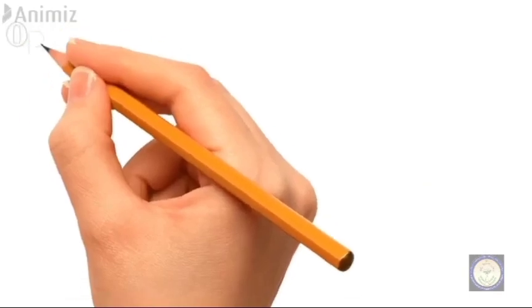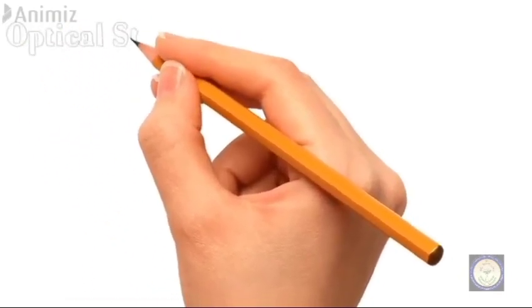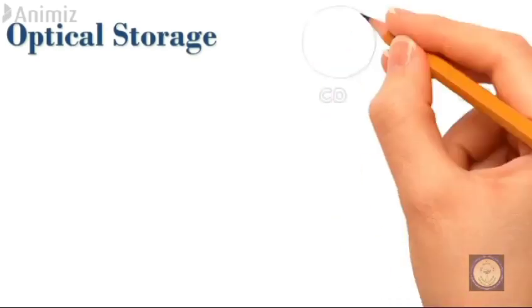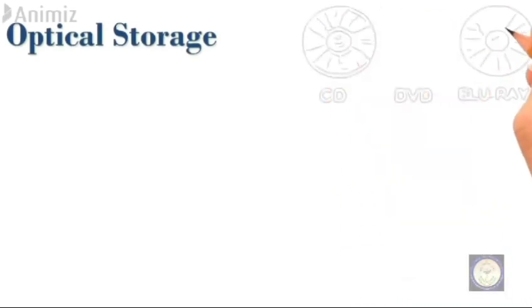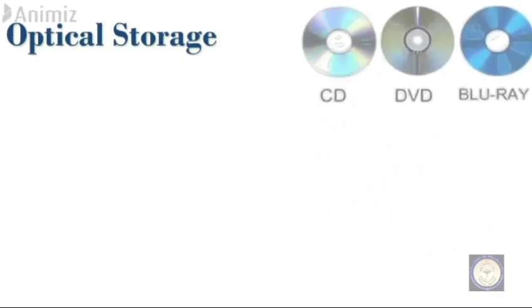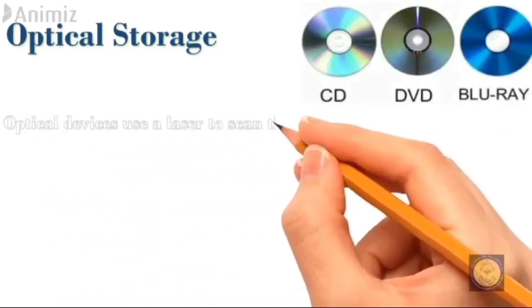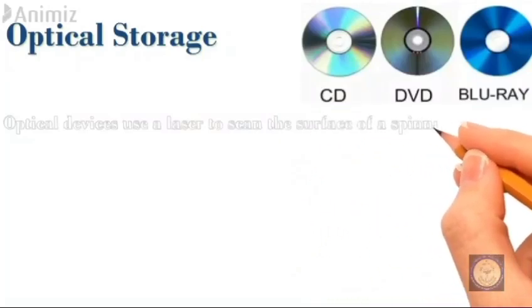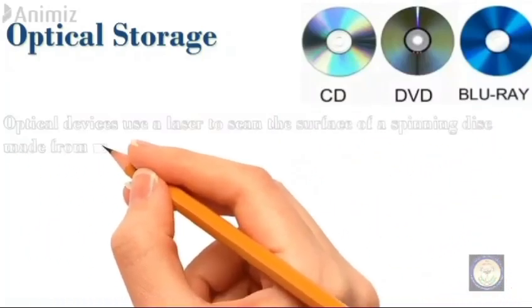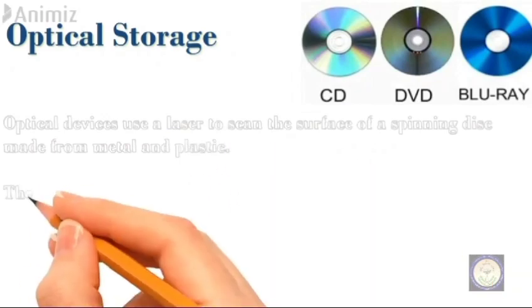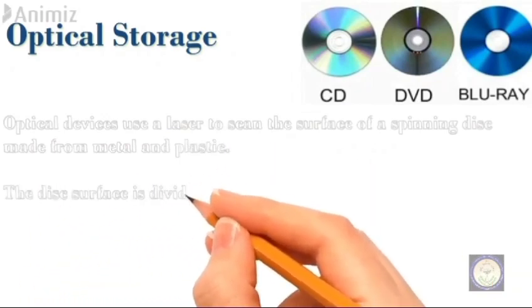Optical storage is a type of secondary memory that uses laser technology to read and write data on disks. Common forms of optical storage include CDs, compact discs, DVDs, digital versatile discs, and Blu-ray discs, each with varying storage capacities. CDs typically hold about 700 megabytes, used for music and small data storage.